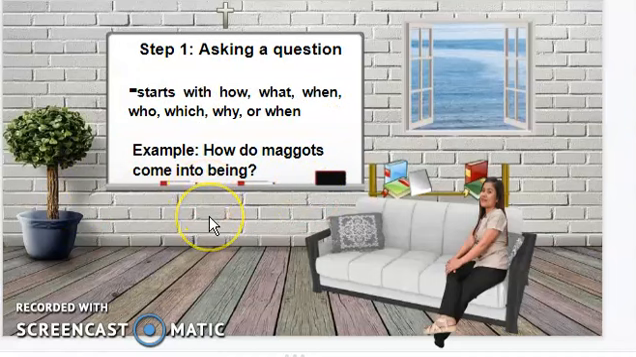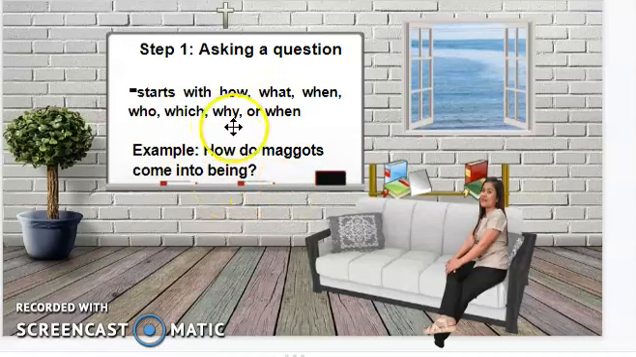Let's go to the first step, asking a question. So in asking a question, it involves the 6 WH questions and the 1H. So we have the what, the when, the who, which, why, where, and how. So example of asking question is, how do maggots come into being?